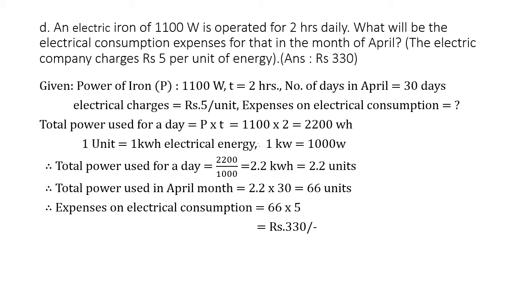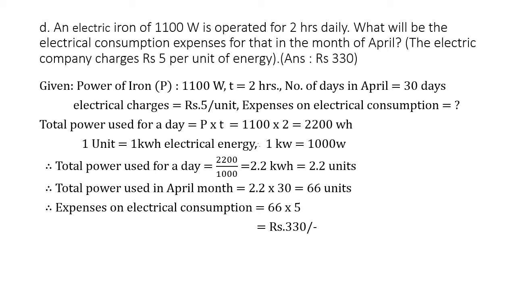So the total power used for a day is again power into T, that is the time, power of the iron into time. You can say total power or total energy used for a day, that is P into T, which is the power of the iron, 1100 watt, into 2 hours, so it becomes 2200 watt hour. W for the power, that is watt, and H for the hour. So the energy you are consuming for one day is 2200 watt hour.